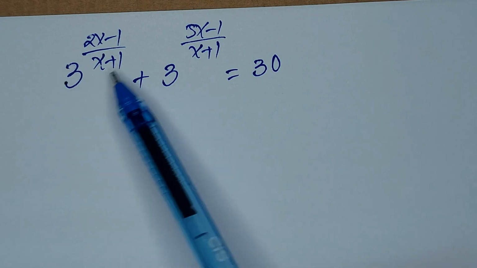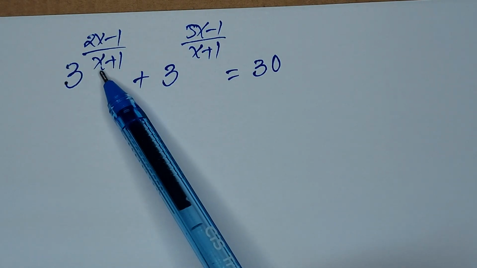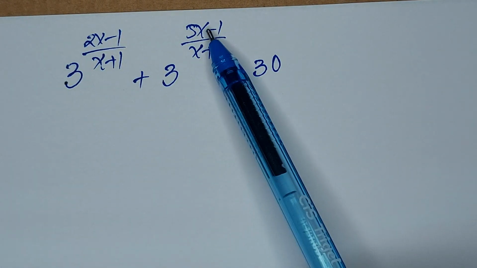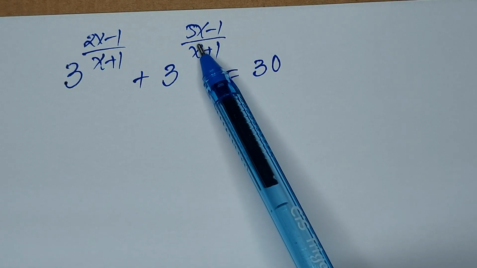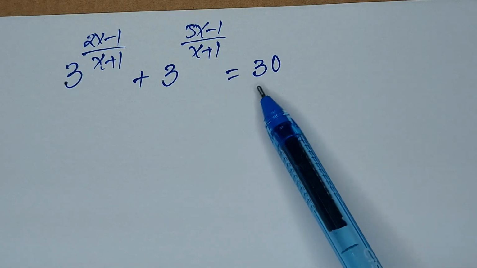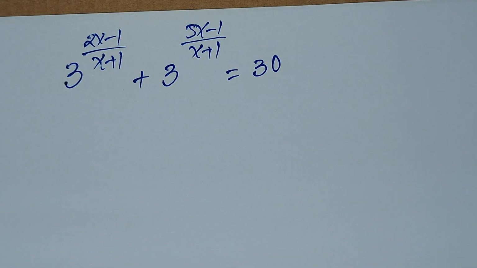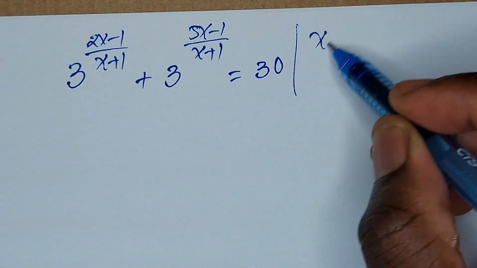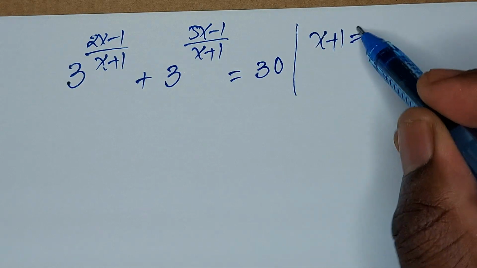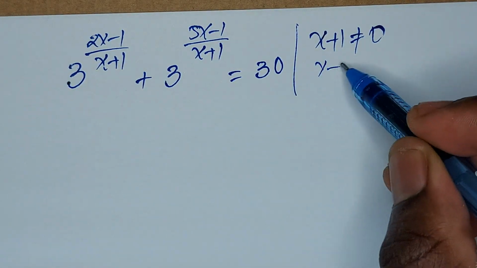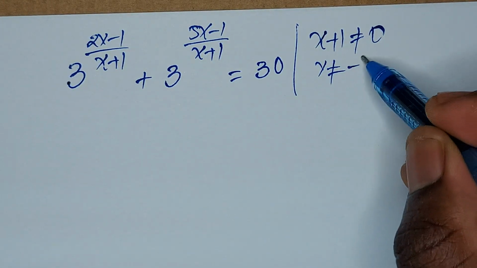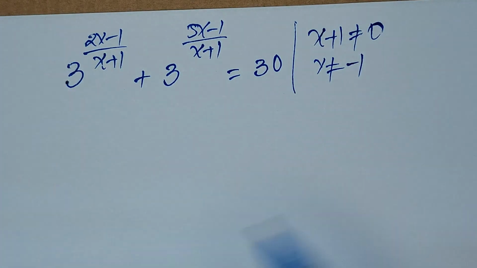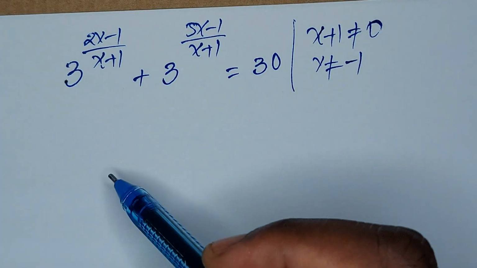So we have 3 to the power of (2x minus 1)/(x plus 1) plus 3 to the power of (5x minus 1)/(x plus 1), and this is equal to 30. So we're going to solve the problem. To start, let's say that x plus 1 has to be different from 0, so x has to be different from negative 1, because we have x plus 1 in the denominator.